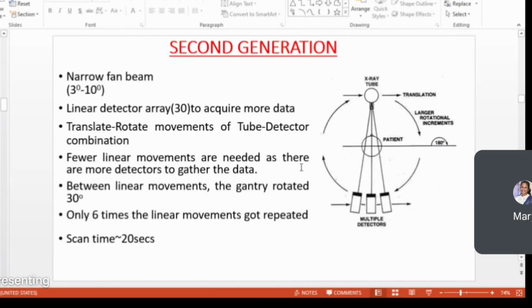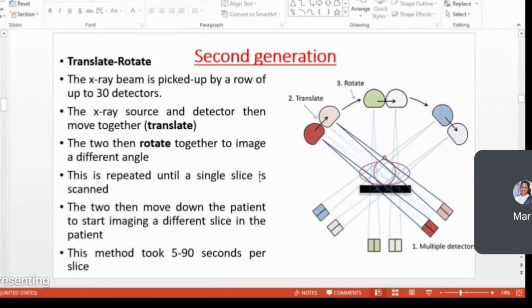And between linear movements, the gantry rotates 30 degree, and only 6 times the linear movements got repeated. Scan time is approximately 20 seconds. So in the first generation CT scanners, the scan time used to be around 5 minutes, and here it is 20 seconds.